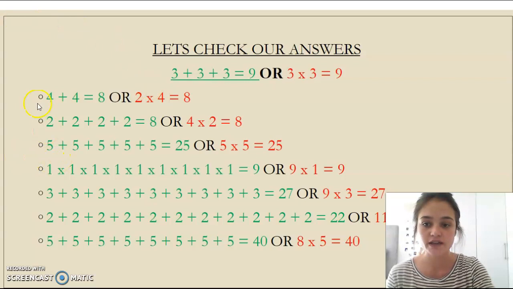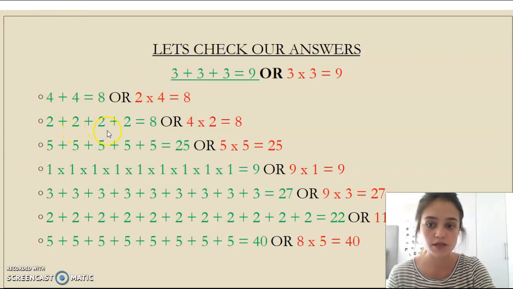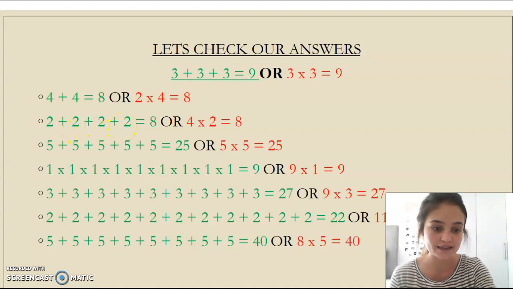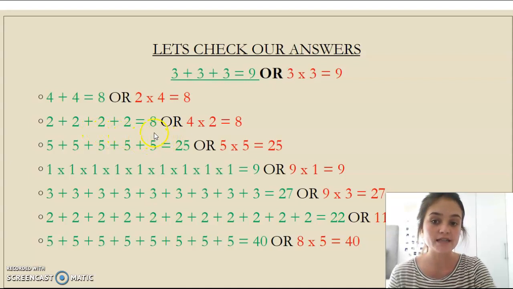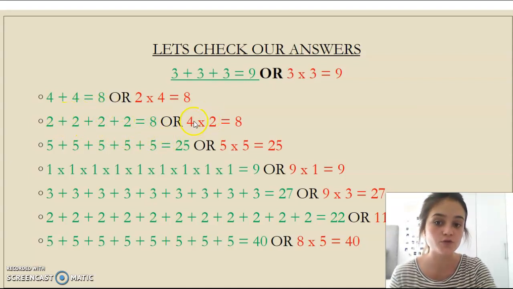Then we go over here, boys and girls, 2 plus 2 plus 2 plus 2. How many times is 2 being added? Well done. It's 4. 1, 2, 3, 4. And if we add, we say 2 plus 2 is 4, plus 2 is 6, plus 2 is 8. Or we said it's being repeated 4 times, so 4 times 2 equals 8.